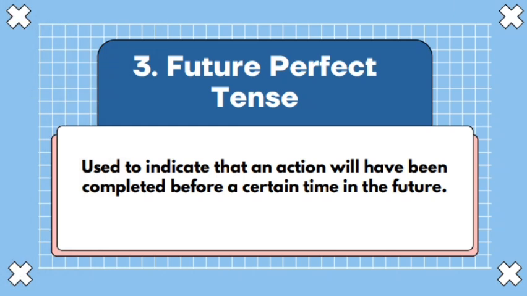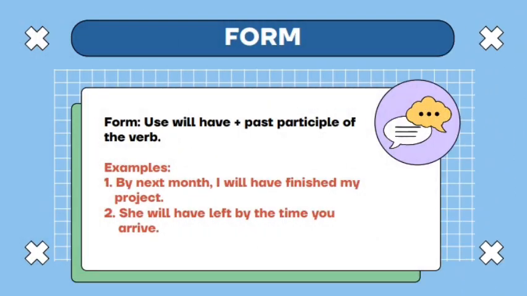Future perfect tense is used to indicate that an action will have been completed before a certain time in the future. The verb uses will have plus the past participle of the verb. Example: by next month I will have finished my project. She will have left by the time you arrive.